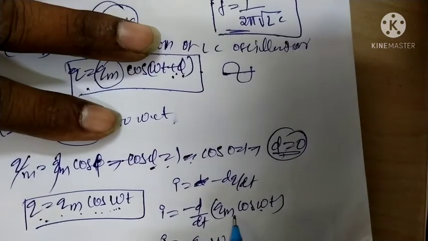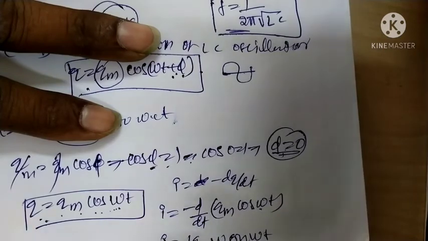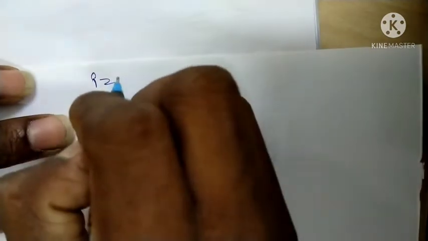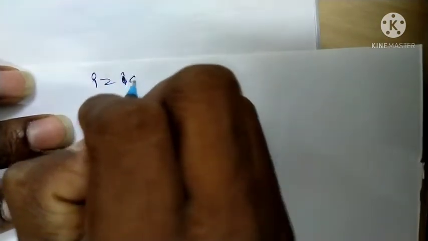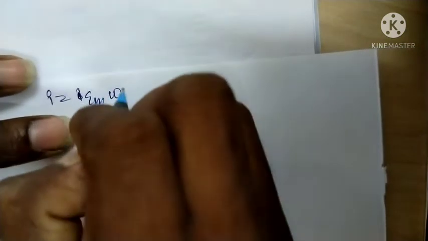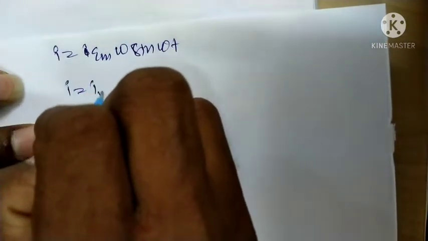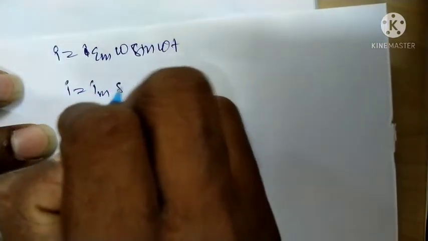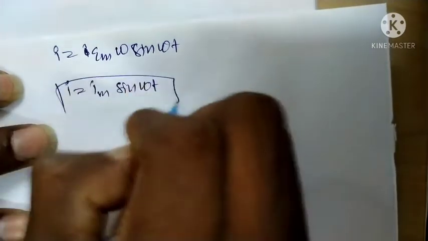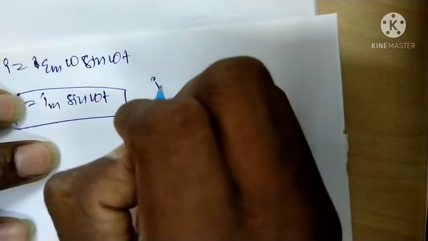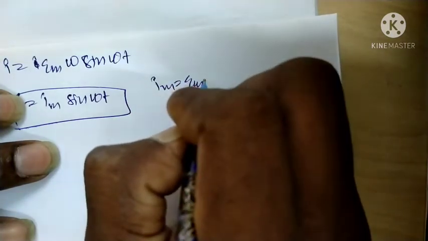Next, what is the derivative of cos? Minus sine, so minus times minus gives plus sine omega t. That is, I is equal to qm omega sine omega t. We can write this in the form of maximum current, Im sine omega t, where Im is equal to qm omega.